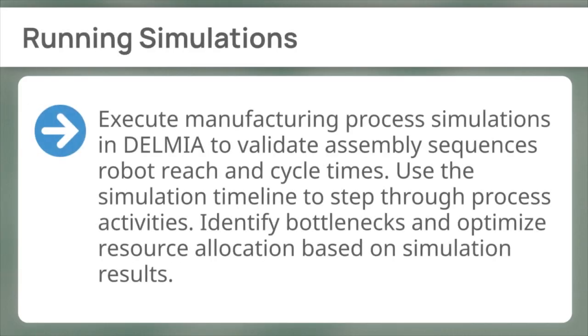Execute manufacturing process simulations in DELMIA to validate assembly sequences, robot reach, and cycle times. Use the simulation timeline to step through process activities. Identify bottlenecks and optimize resource allocation based on simulation results.